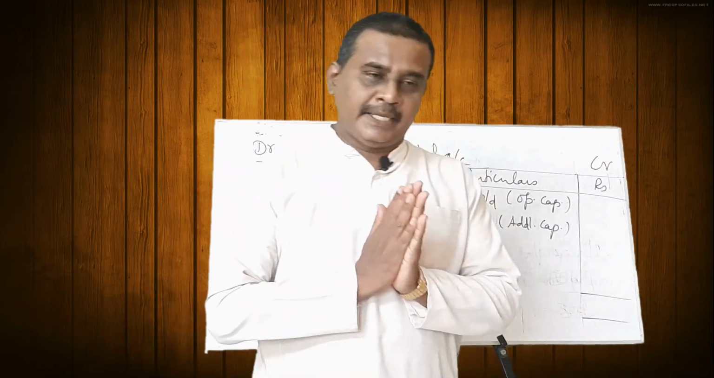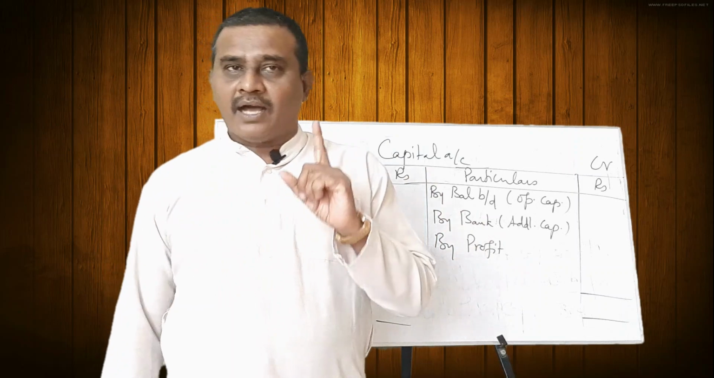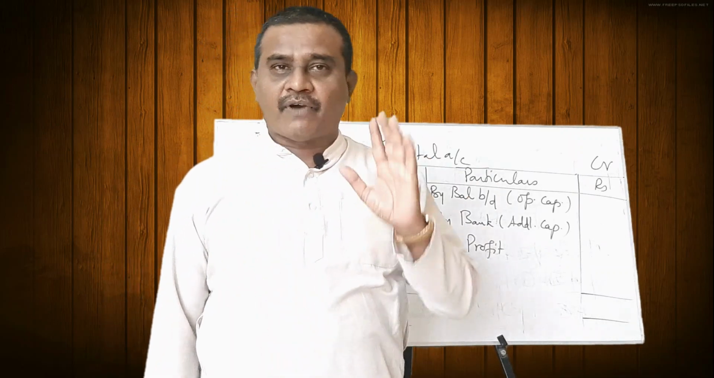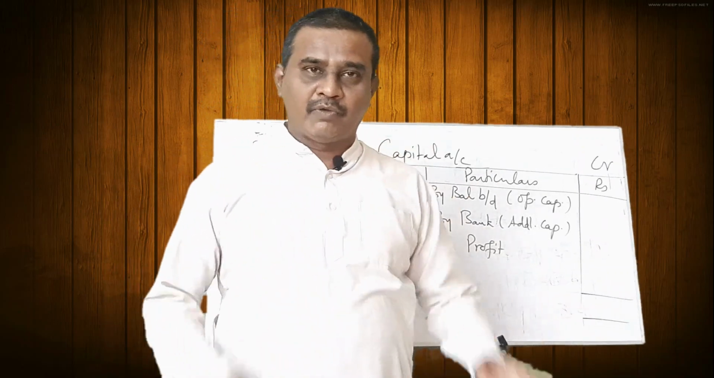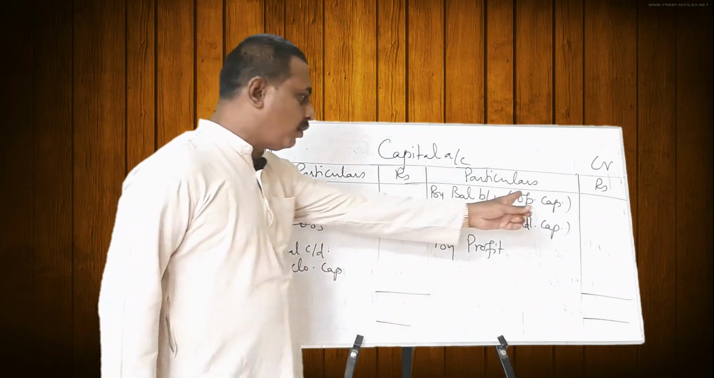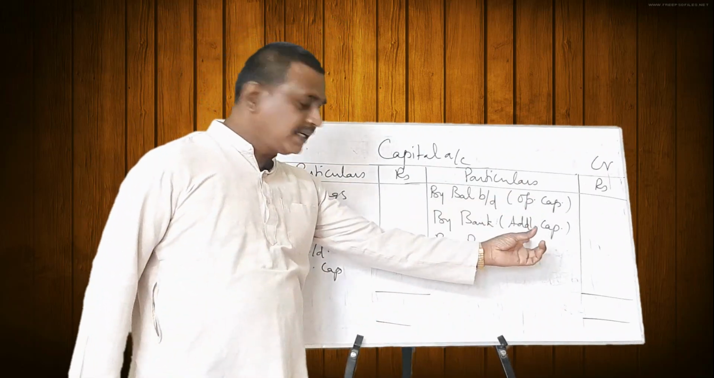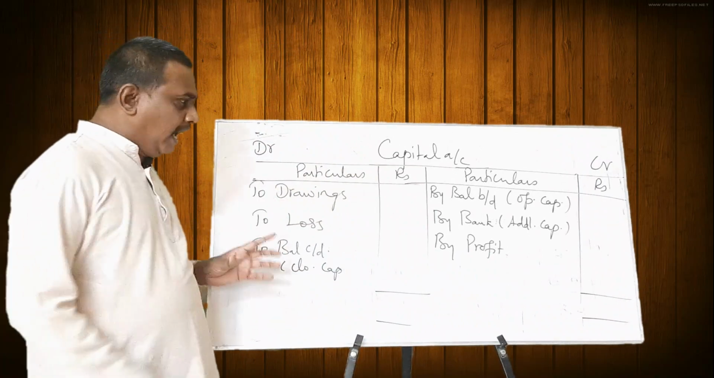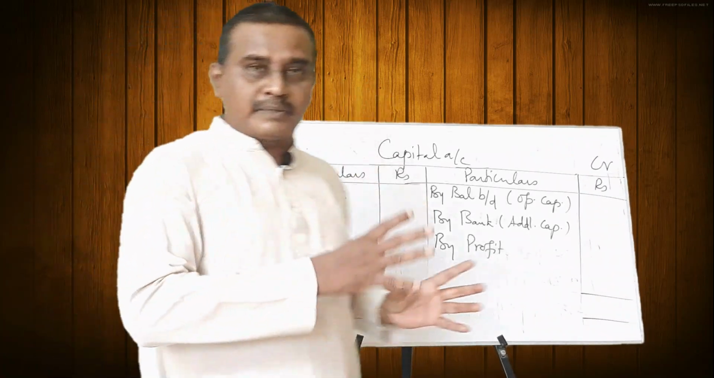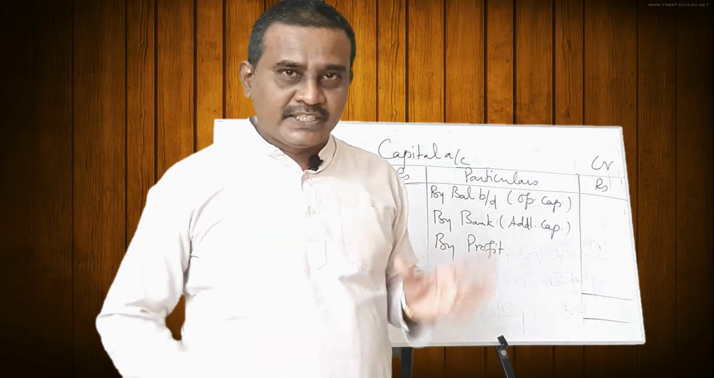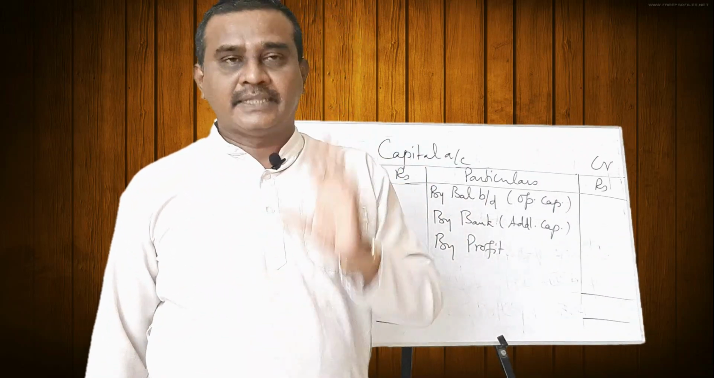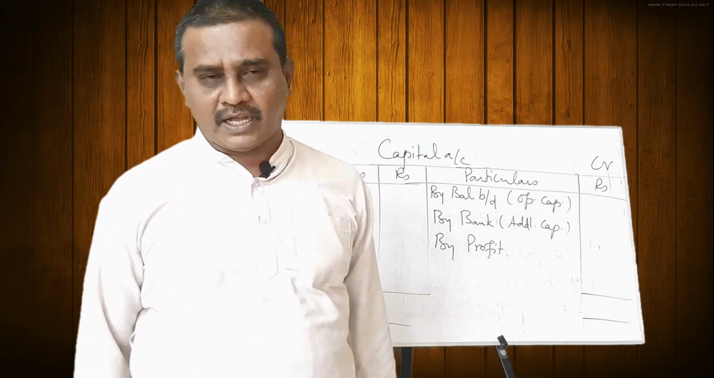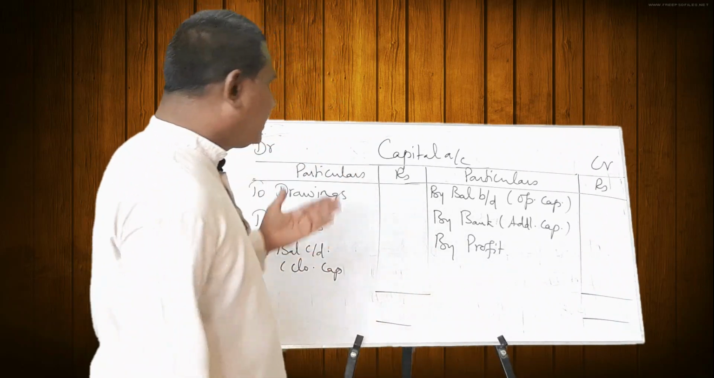Now see, you will be asked some questions under the heading find out the missing figure. You will be asked to find out either opening capital or additional capital or profit or drawings or closing capital. Any one of these 5 items can be asked. That is called find out the missing figure. How to calculate? See the format.